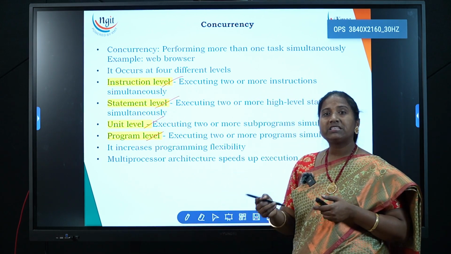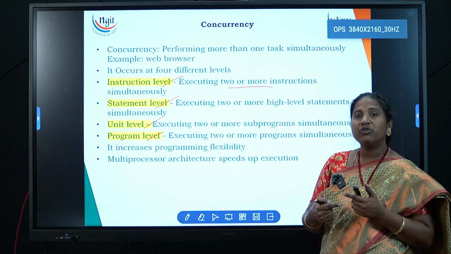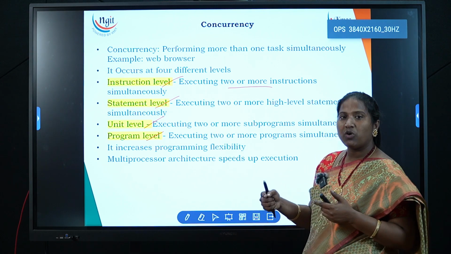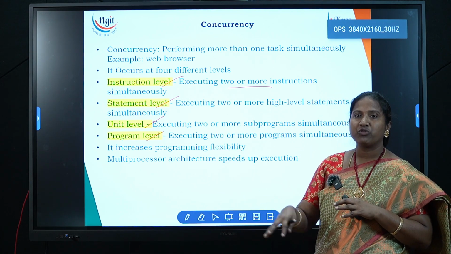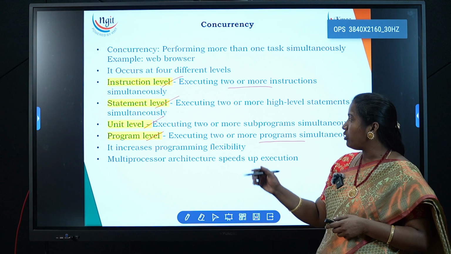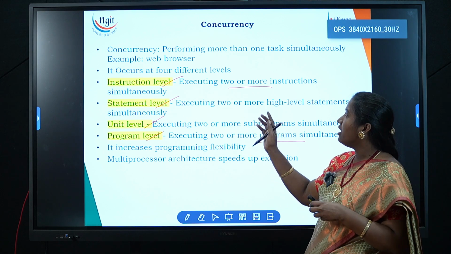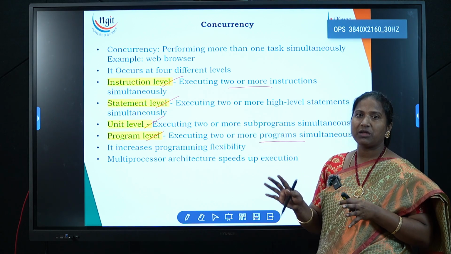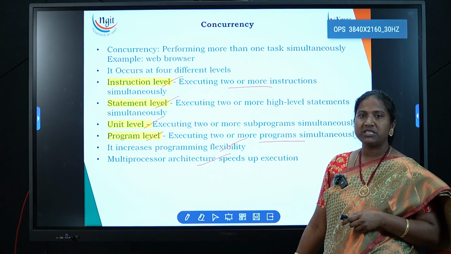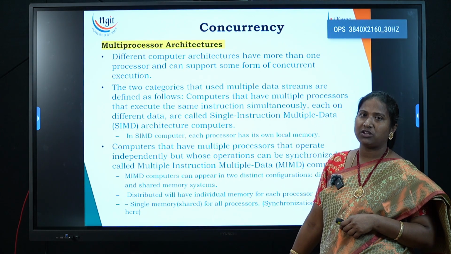Instruction level is executing 2 or more instructions simultaneously. Statement level is executing 2 or more statements simultaneously. Unit level is executing 2 or more subprograms simultaneously. Program level is executing 2 or more programs simultaneously. In all these levels, simultaneously is the common word: performing more than one task simultaneously. So it increases programming flexibility. Multiprocessor architecture speeds up the execution, so to achieve concurrency, we will take multiprocessor architecture.